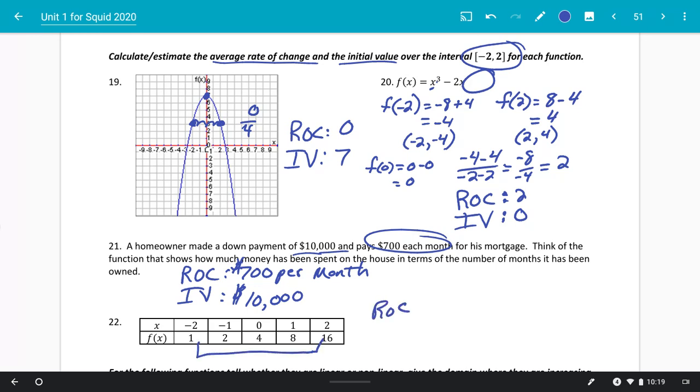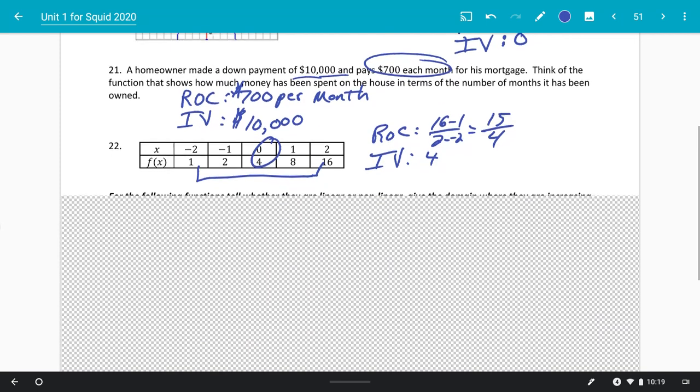Number 22, my rate of change. I want to go from negative 2 to 2. So that is 16 minus 1 over 2 minus negative 2, which is 15 over 4. And my initial value is 4. How we doing? Good, I hope.